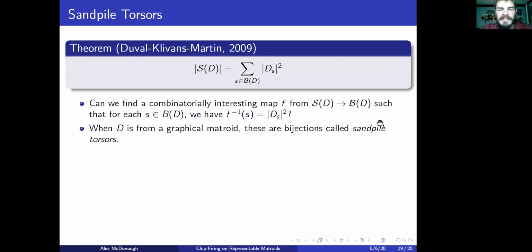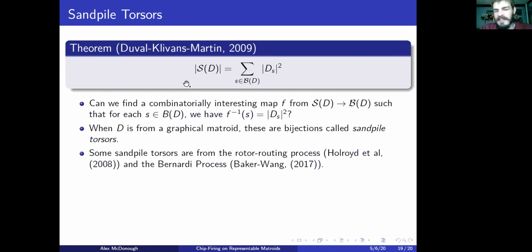So anyway, we have these sandpile torsors, or something like that's at least a fine definition for now. And we have some on graphs. These are sandpile torsors specifically on graphs: the rotor routing process and the Bernardi process. There's been a lot of work on sandpile torsors. Actually, my first research project was related to them, so I've studied them a bit.